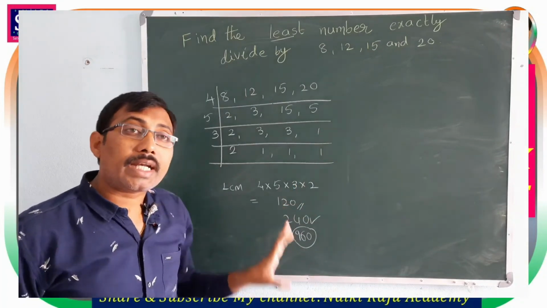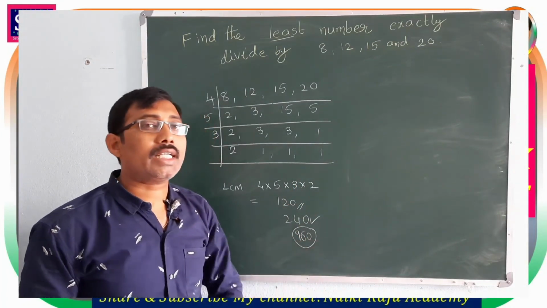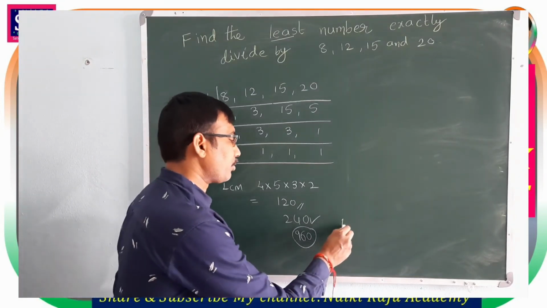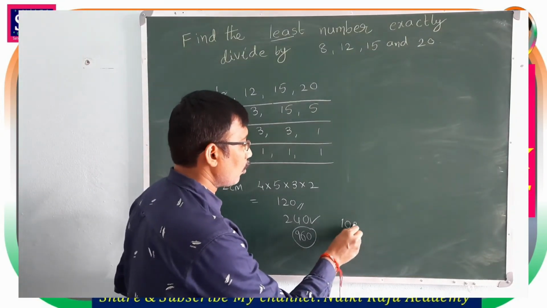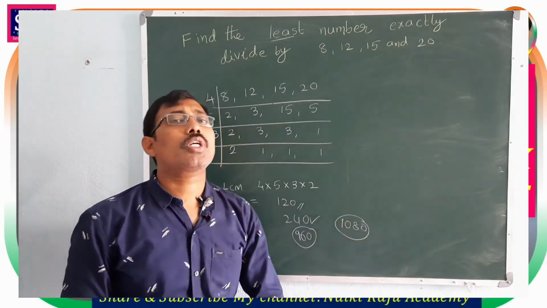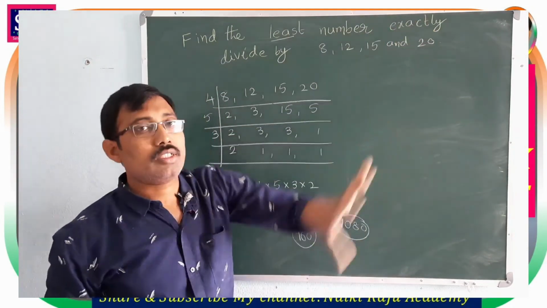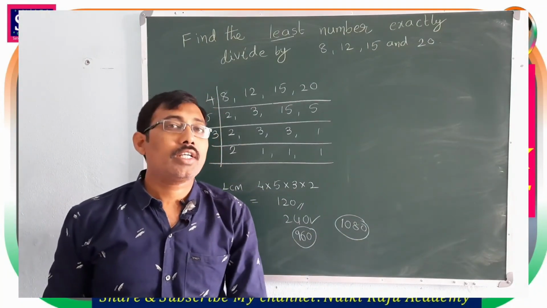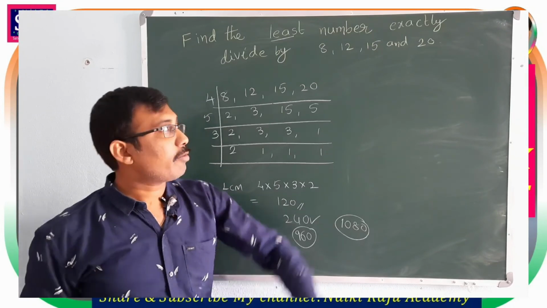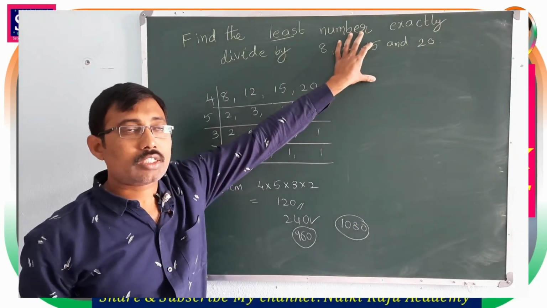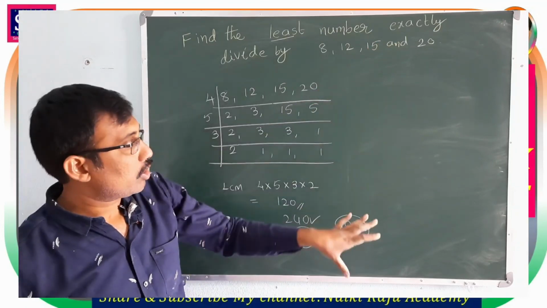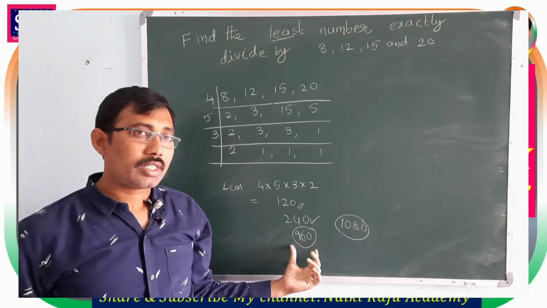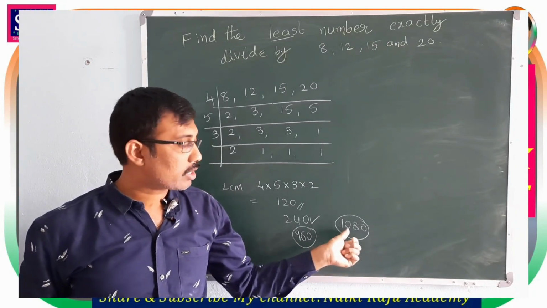But the greatest 3-digit number is 960. After 960, the next number is 1080. So 1080 is the least 4-digit number divisible by these numbers. This is also sometimes asked as a question: find the least 4-digit number divisible by these numbers. For this type of question, first find the LCM, 120. Next, the greatest 3-digit number is 960, and the least 4-digit number is 1080.